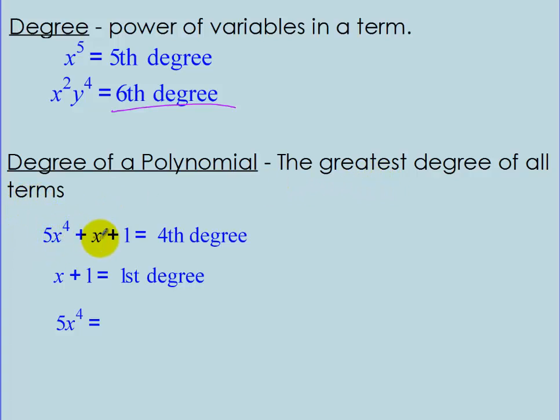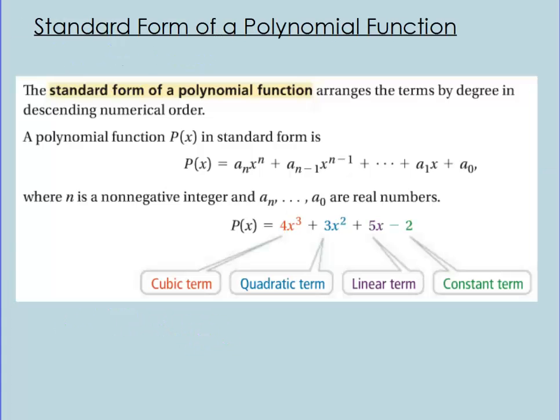So for 5x to the 4th plus x plus 1, the degree here is 4, this is a 1, and this is a 0 degree. So this will be 4th degree because 4 is the highest. In this case, x is 1 degree and 1 is a 0 degree. The highest degree is 1, so it will be 1st degree. 5 times x to the 4th, well, it's a 4, and that's the highest. So this, again, will be 4th degree. So that's how you find out what a degree is, and that'll be important information.